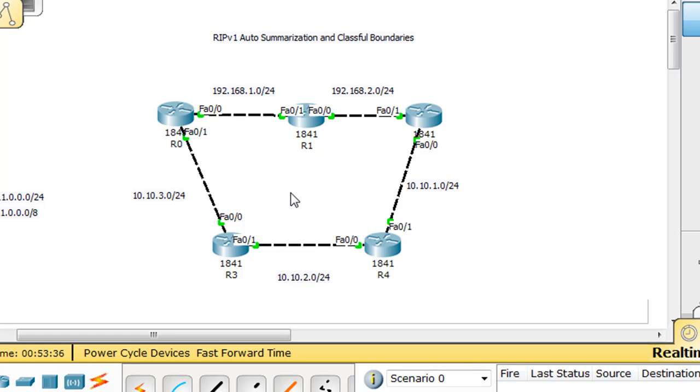The reason that I was wrong has to do with the idea of classful boundaries and the fact that RIP version 1 auto-summarizes, but it auto-summarizes between different networks. In other words, if you see here, this router has a 10.10.3 network, and then over here it has a 192.168.1 network. So this router, router 0, will tell router 1 about a 10.0.0.0/8 network. It will summarize this network into a classful network when it advertises it to R1. But will that happen over here?